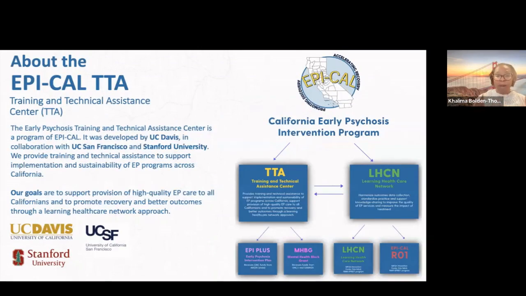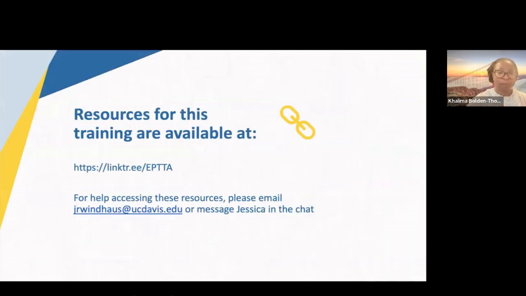This is a bit about EPI-CAL and our training and technical assistance arm. We are going to move past the slide, but thank you so much to our UC Davis, UC San Francisco, and Stanford University collaborating partners. Our goal really is to standardize EP care across the state. To do that, we have to have a good understanding of a lot of these comorbidities that come up. So that's where I am coming in today.